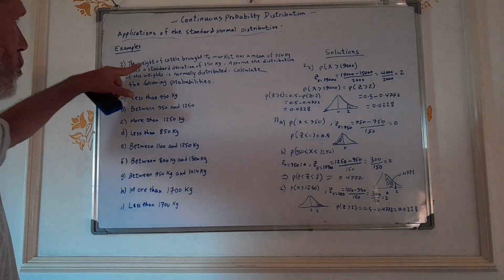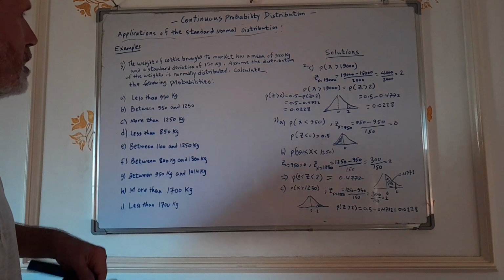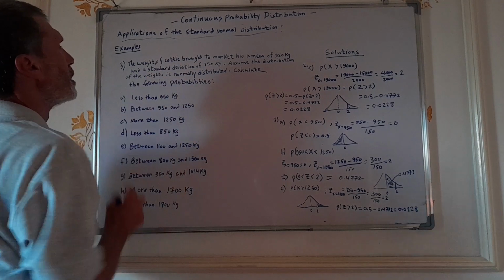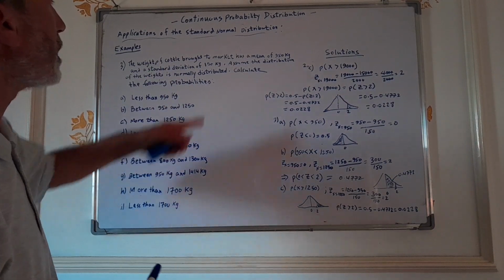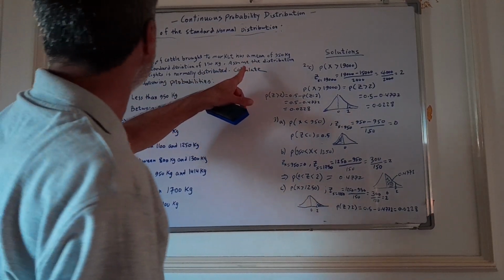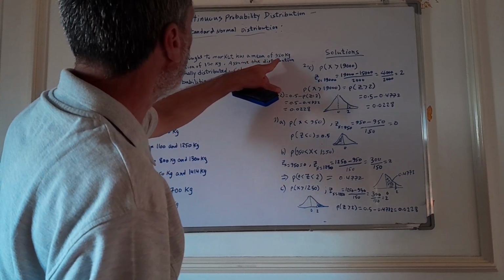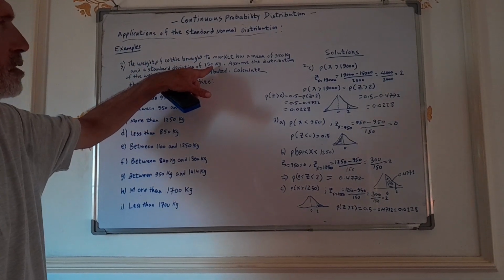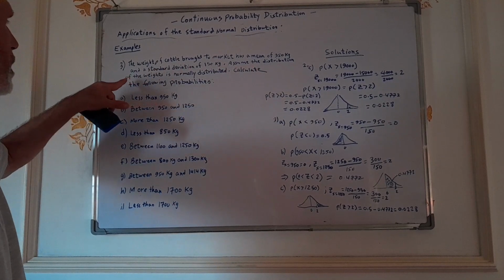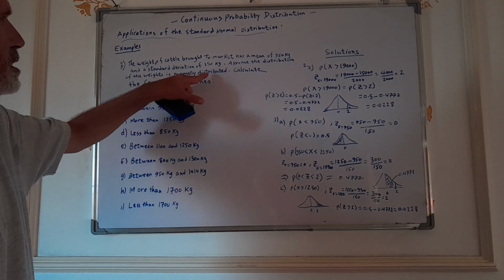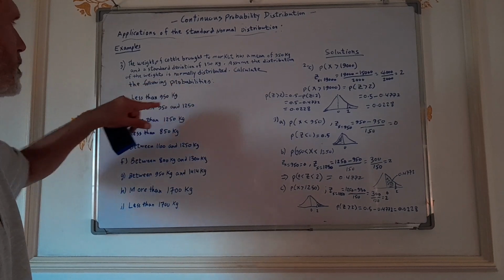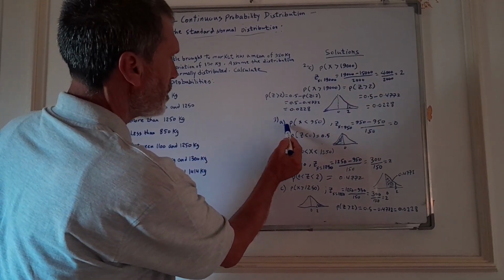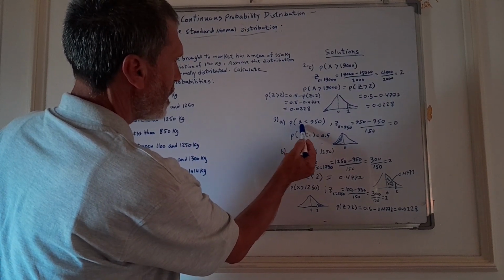Problem 3 says the weights of cattle brought to market have a mean of 950 kilograms and a standard deviation of 150. Assume the distribution of the weights is normally distributed. Calculate the following probabilities. Part A: the probability of x less than 950.